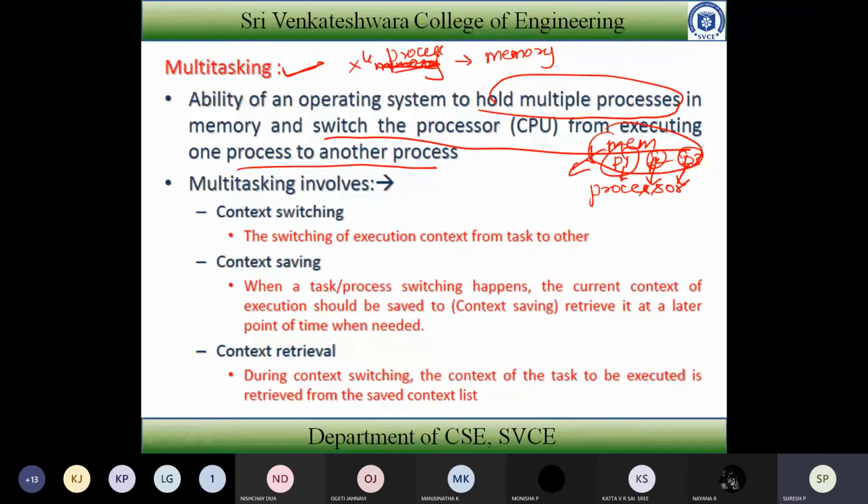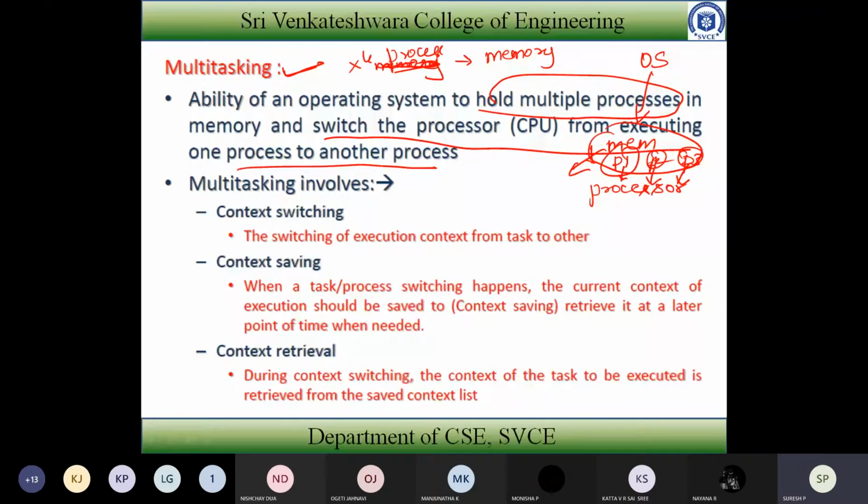Who is going to hold the processes? Your memory is going to hold the processes. Who is going to schedule them? Your operating system is going to place the program into memory, and it is going to switch from executing one process to another process. Now, when you are switching between processes, what it is going to involve is the next question.